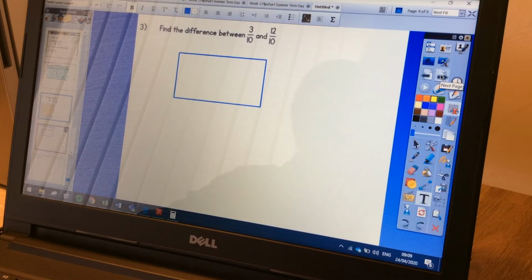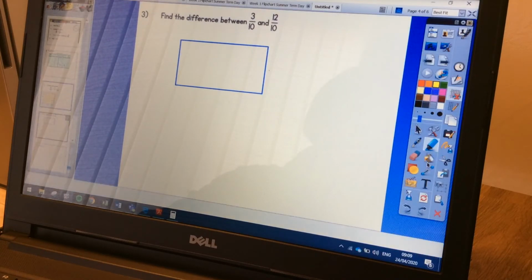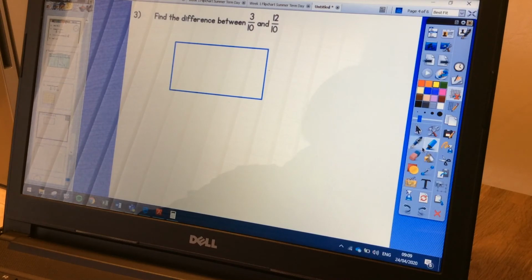Question number 3, the difference between 3 tenths and 12 tenths. Remember, whenever we are problem solving, we have a look at the language first of all to make sure we know which operation we need to do. And in this instance, it is difference that is our key word. Difference means subtraction. Okay, so well done if you got that one.